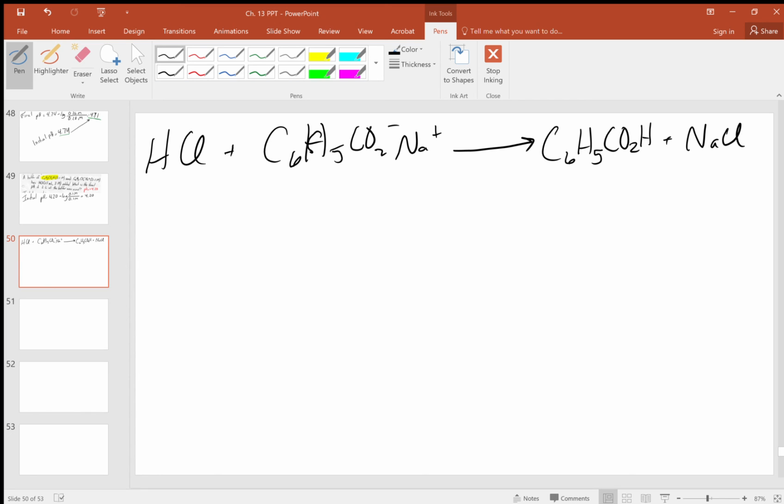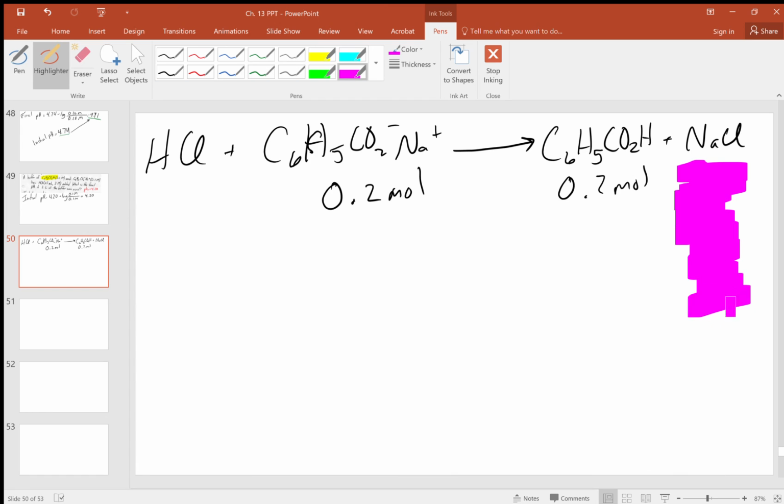As we did before, we can calculate the amounts in terms of moles that we start with. For our buffer components, we had 0.2 moles. And as before, we don't have to worry about our salt. That's not relevant at all. How much HCl did we start with? We start with 0.075 moles.